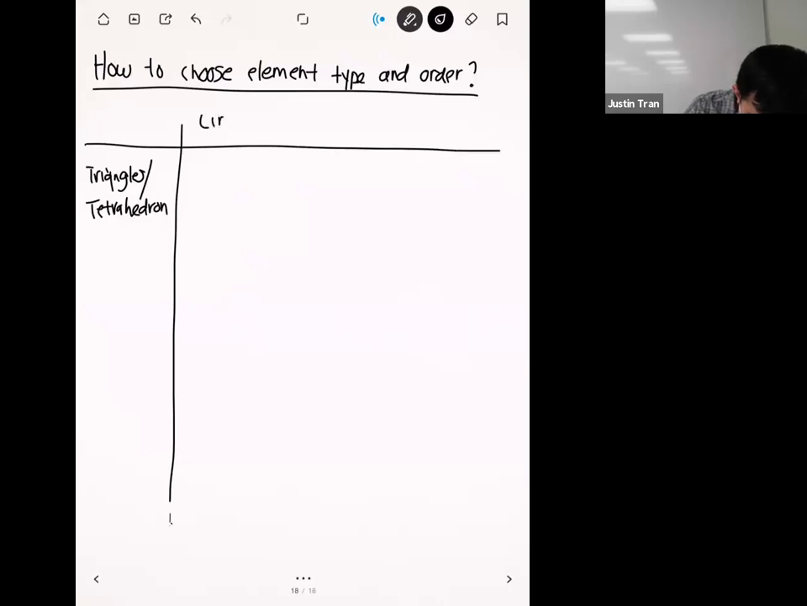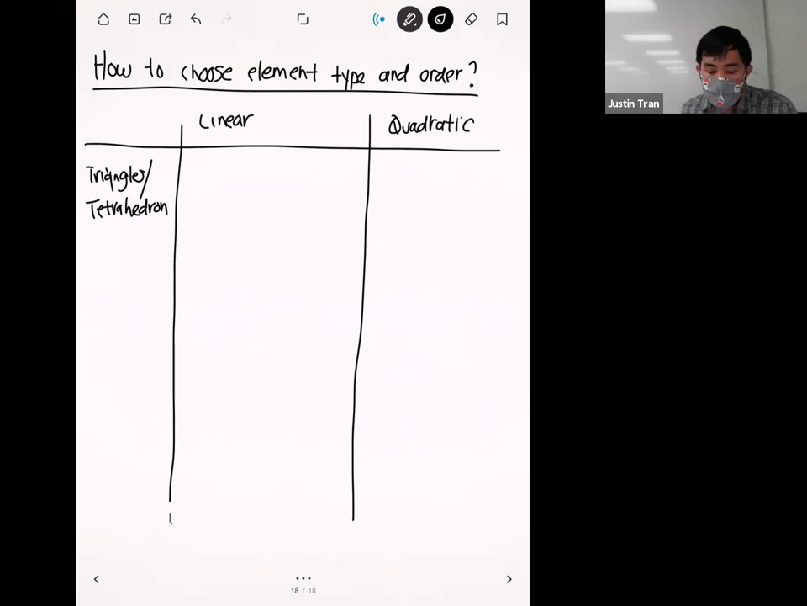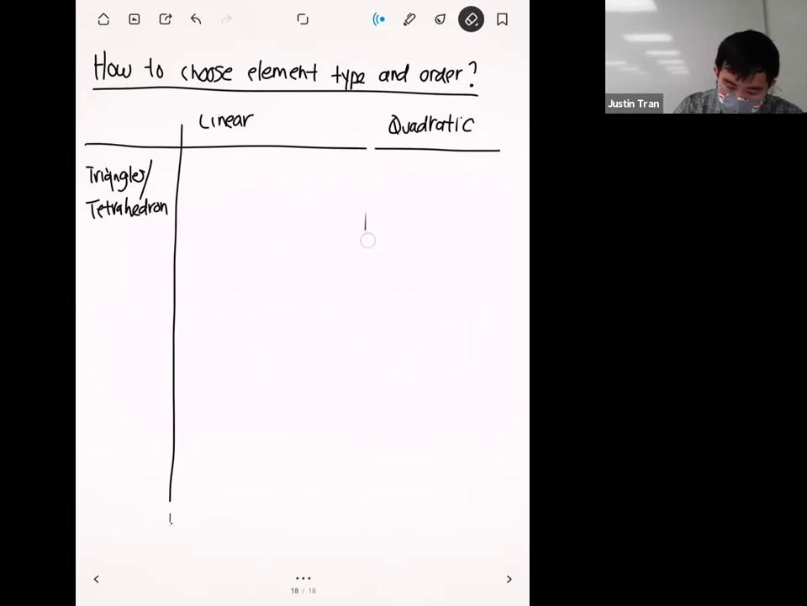And then in one column, I'm going to have the linear behavior. And in the other column, I'm going to have the quadratic behavior.